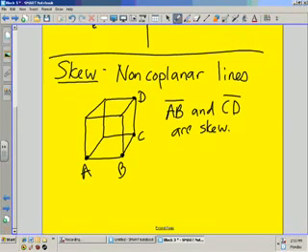You're going to need it. We're going to do some worksheets where it says draw these two skew lines. And the best way to do it is just draw a cube and put the letters on the corners.